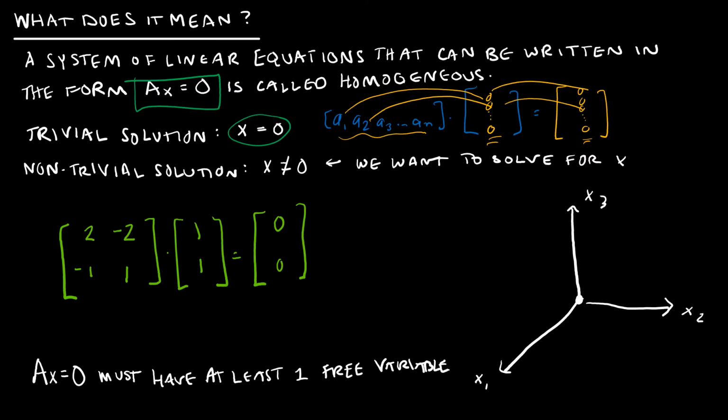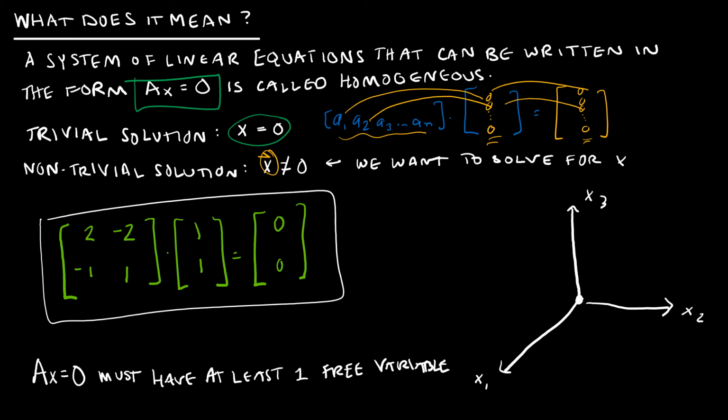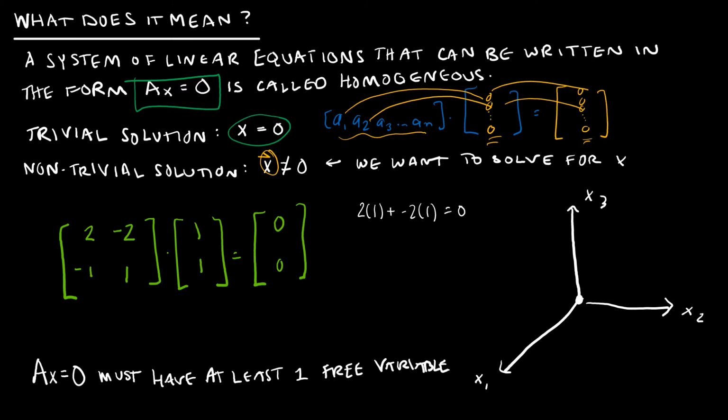What we want to know is, is there some value for x, and we're talking about vector x, not just some variable. We want to know, is there some solution set that makes the matrix times the vector also equal to 0? For instance, if I take a look at this matrix equation, if I took 2 times 1 plus negative 2 times 1, that would be 0. And if I took negative 1 times 1 plus 1 times 1, that would be 0.